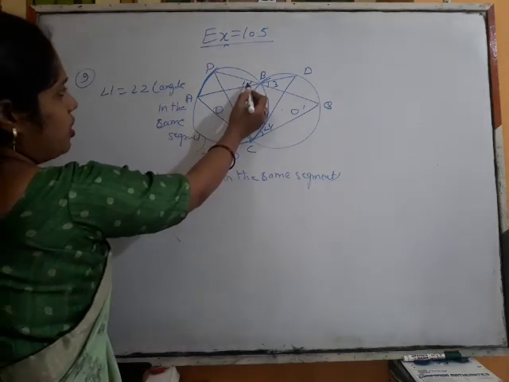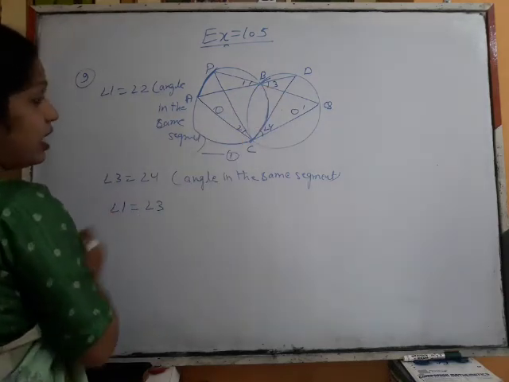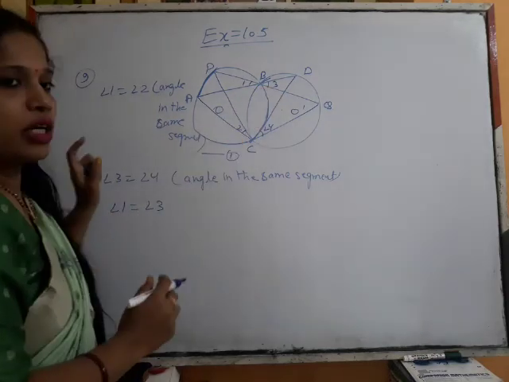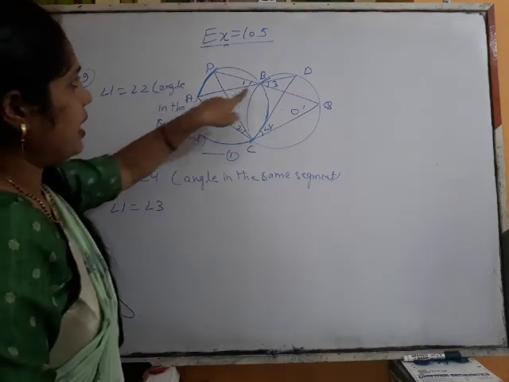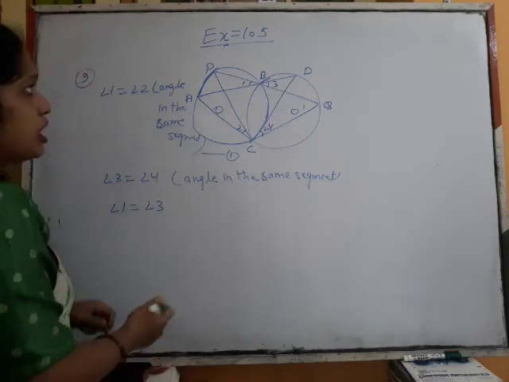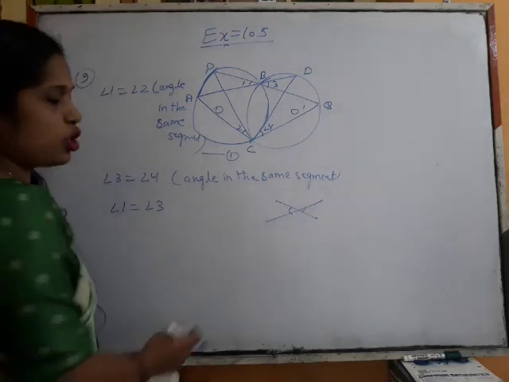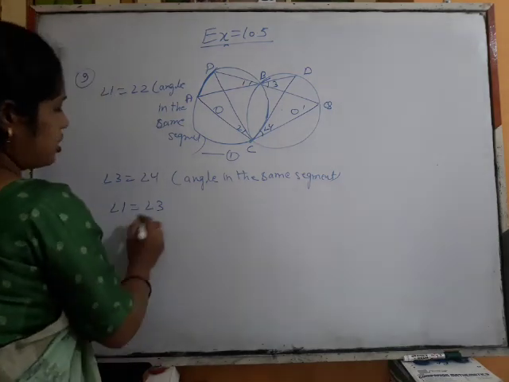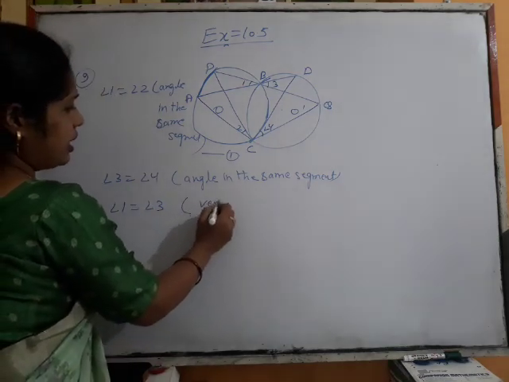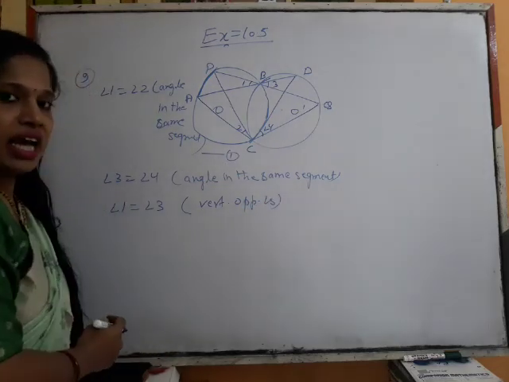Now what about this angle 1 and angle 3? What is the relation between angle 1 and angle 3? They are also equal. Since the question says the lines ABD and PBQ are intersecting each other at point B, and two intersecting lines make two pairs of vertically opposite angles, angle 1 is equal to angle 3 because they are vertically opposite angles.